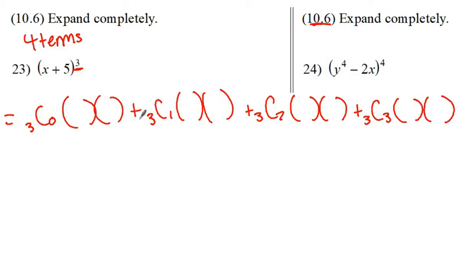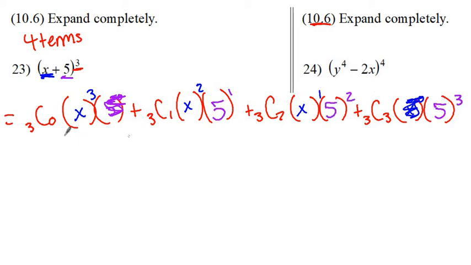Okay, then what goes in here is the first term, x to the third, and then to the second, and then to the first, and the last one to the 0, but that just equals 1, so we'll cross it off. Then we have our second term, 5 to the 0, which again is 1, so we don't need it. 5 to the first, 5 to the second, and finally 5 to the third. Now all we have to do is expand this out.